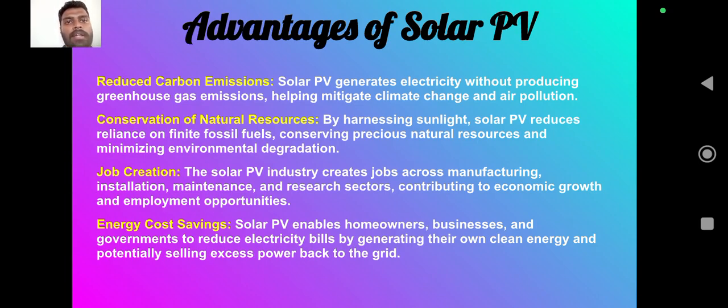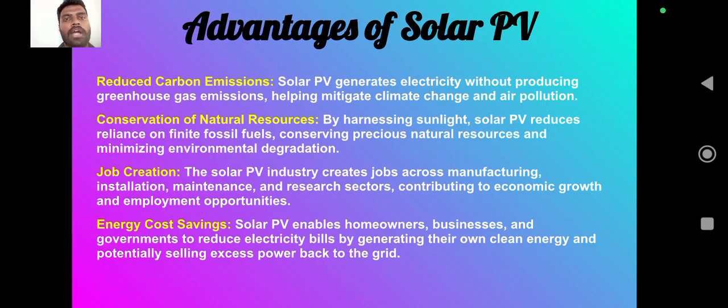And energy cost savings. Solar PV enables homeowners, businesses, and governments to reduce electricity bills by generating their own clean energy and potentially selling excess power back to the grid. That is, once you have your own solar PV system installed in your home or office or in any of the buildings, you have your own electricity, right?